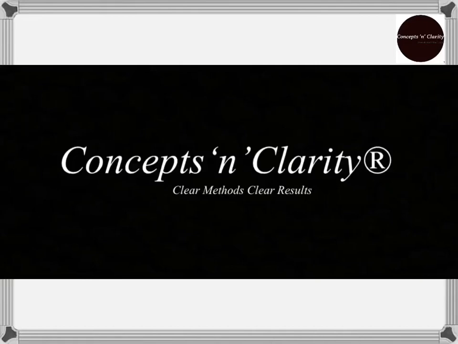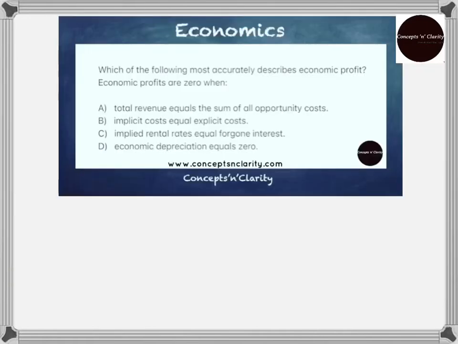Hey guys, today's question is on economics, which says: which of the following most accurately describes economic profit? Economic profits are zero when, options given are: A. Total revenue equals the sum of all opportunity cost. Option B is implicit cost equal explicit cost. Option C is implied rental rates equal foregone interest. And the last one is economic depreciation equals zero.